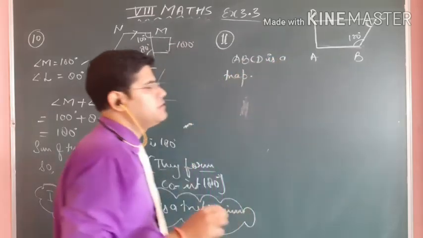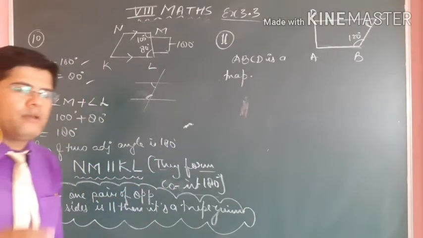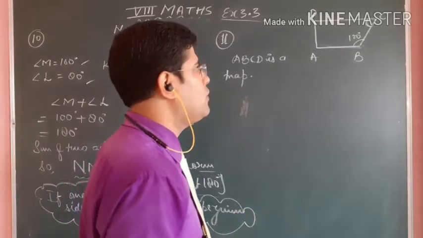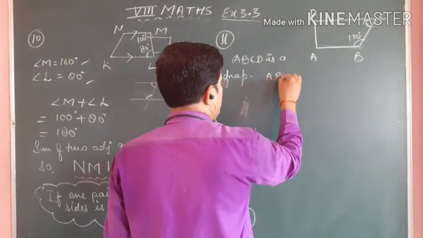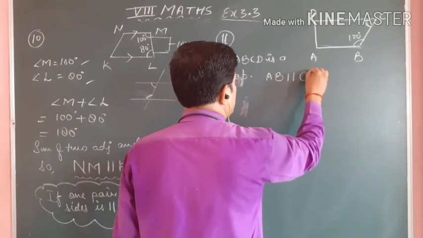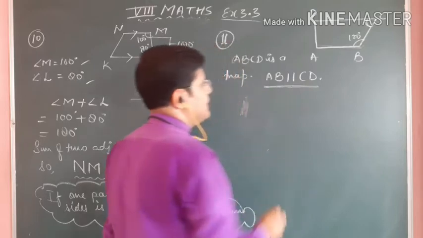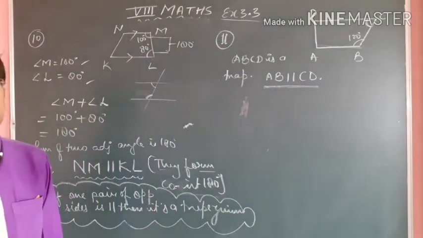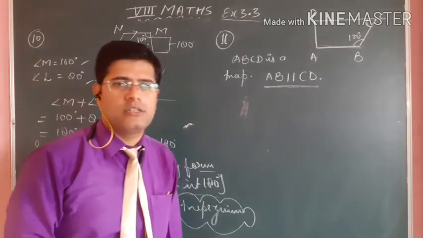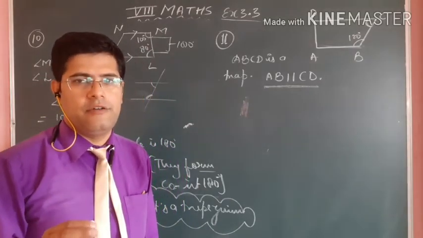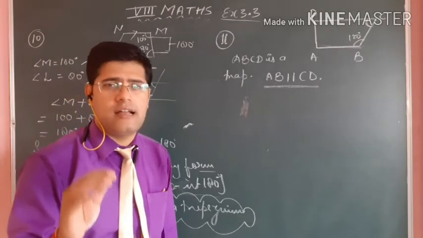In a trapezium it is not enough to say only that it is a trapezium. One more thing must be known: which sides are parallel. So it is like AB parallel to CD. This part must be given. After that you can consider it a trapezium fully. Else, if anybody says that this one is a trapezium, that is not a proper definition or the proper property of a trapezium. It must be given which sides are parallel.